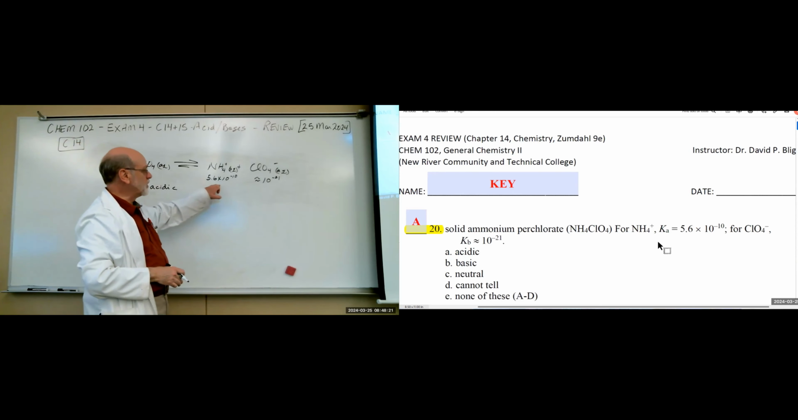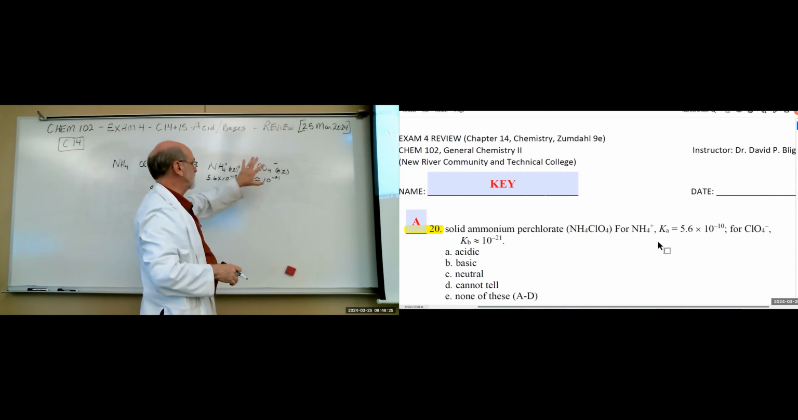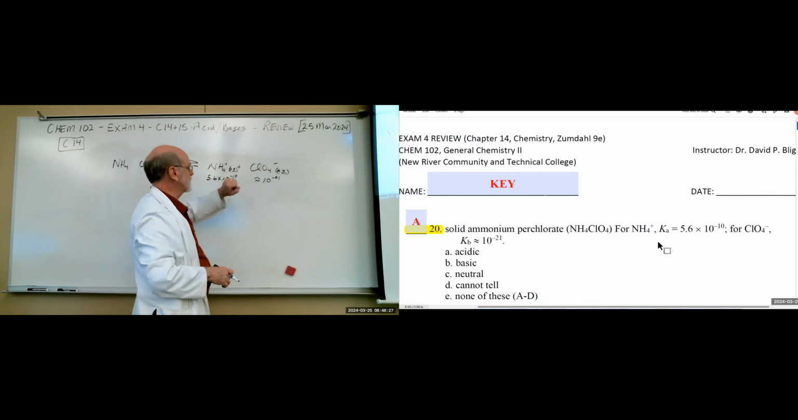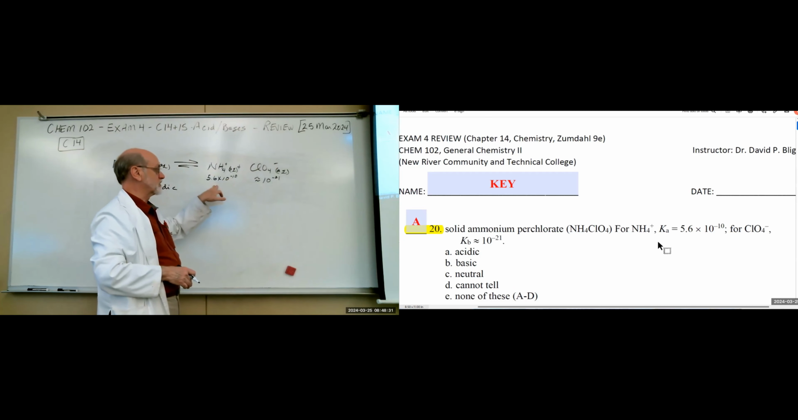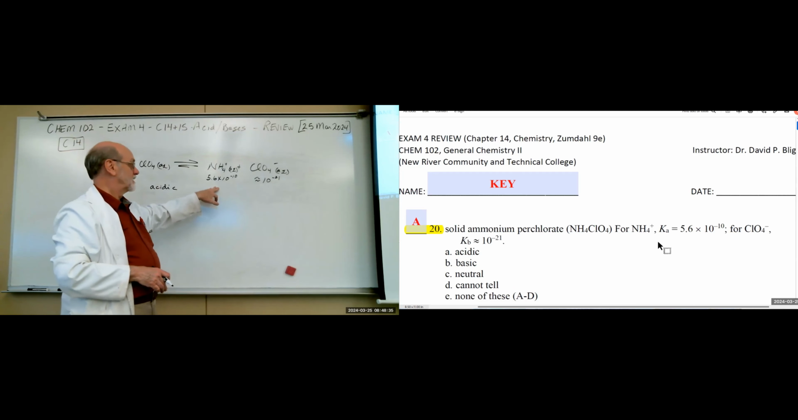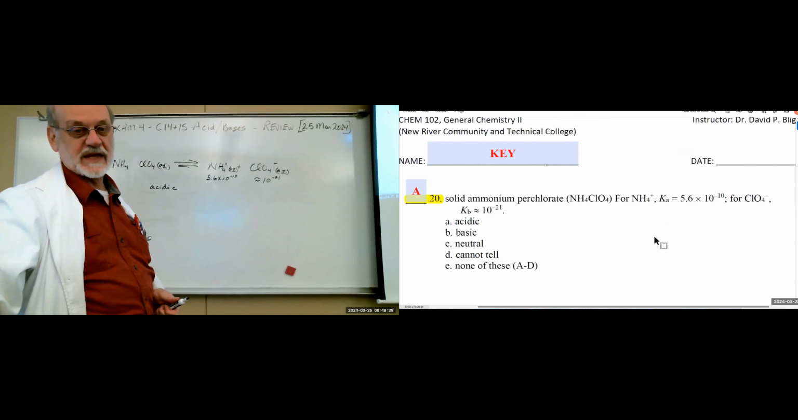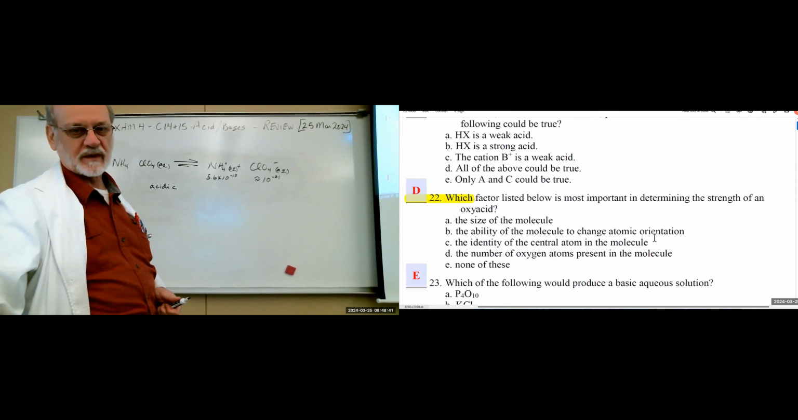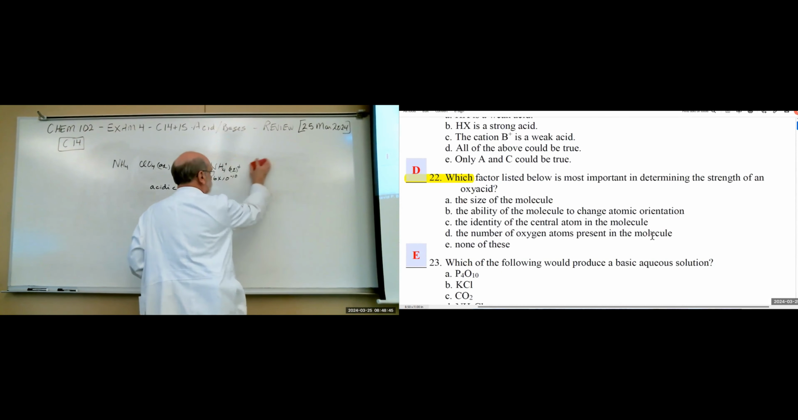But this gives you numbers to go by. All you have to do now is say, what's the competition? The competition is between the acidic and the basic. That one is very, very small, and this is much larger by 11 orders of magnitude. So we're going to have an acidic solution there. A is the answer. Then we'll go to 22.